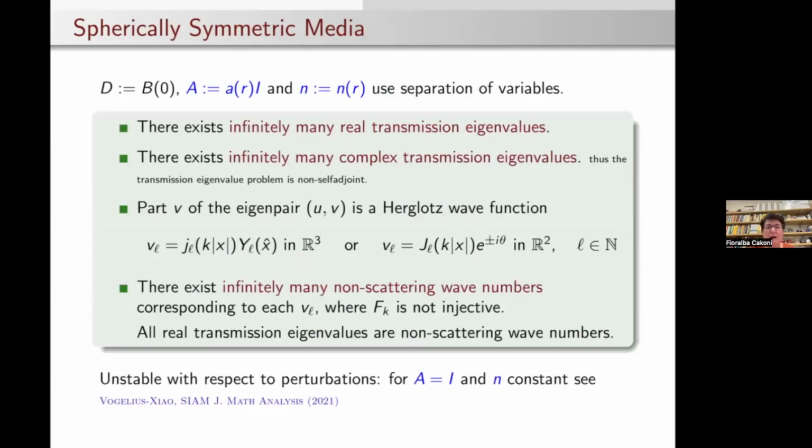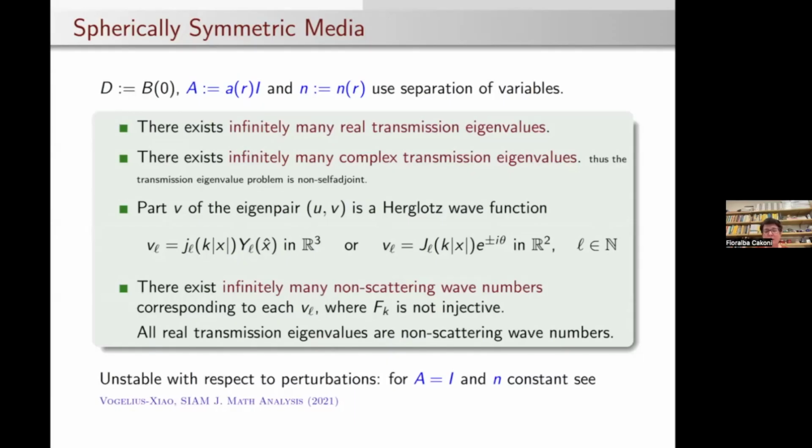All right, now when this problem was introduced by Kirsch and Colton-Monk, people started doing what we do all the time with a new system of PDEs: one tries to separate variables for the configuration when it's possible. And this is possible for spherical symmetry. And by the way, only for spherically symmetric media can you get meaningful explicit solutions to this transmission eigenvalue problem or non-scattering.